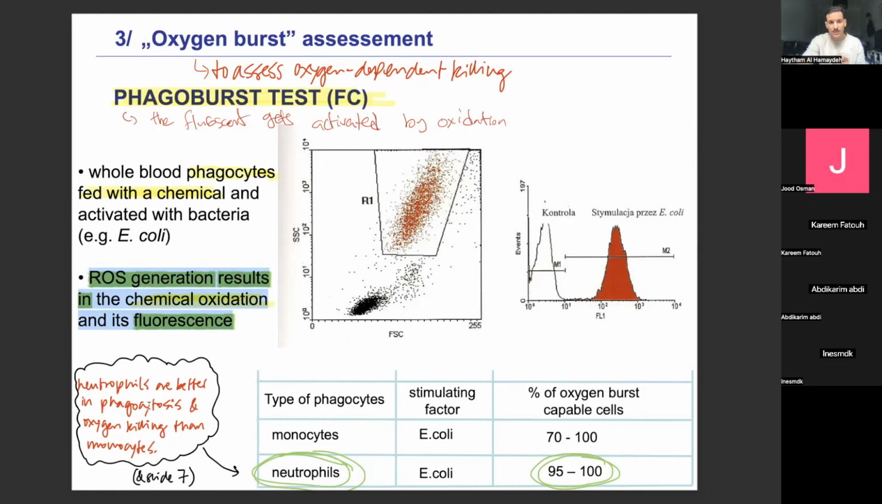This is just telling you that neutrophils are better in phagocytosis and oxygen killing than monocytes because they have a higher percentage of oxygen burst capacity than monocytes.